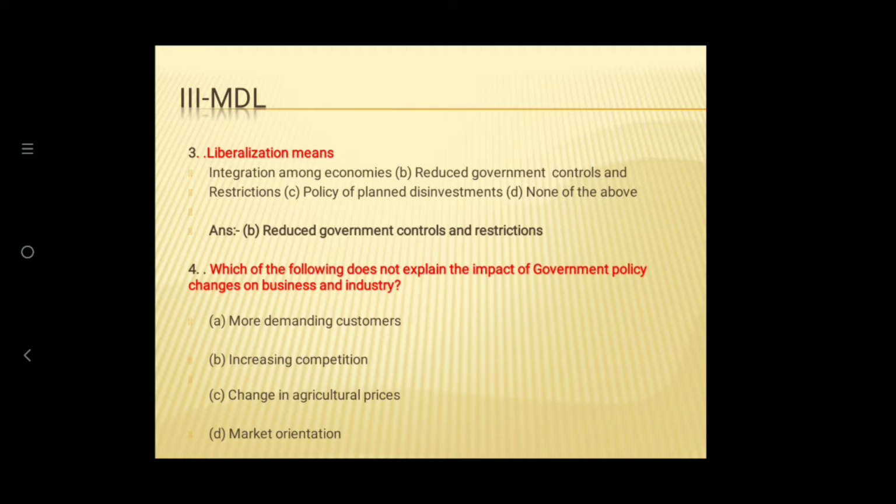Fourth question, which of the following does not explain the impact of government policy changes on business and industry? Option A, more demanding customers. Option B, increasing competition. Option C, change in agricultural prices. Option D, market orientation. The right answer is option C, change in agricultural prices.